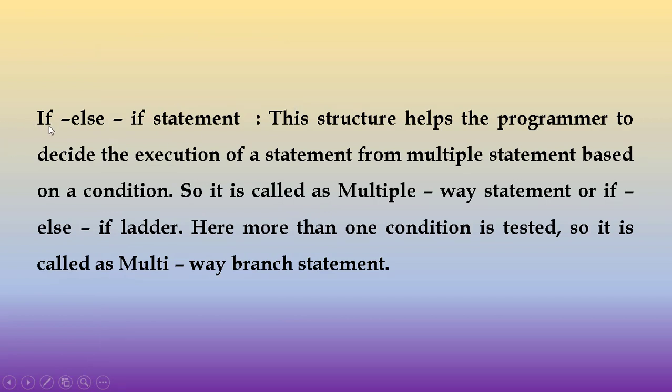And in the next statement, we have learnt about the simple if statement, the if else statement, and the third type, if else if. This structure helps the programmer decide the execution of a statement from multiple statements based on a condition. If two or three statements are there, which statement to execute is decided in the if else if statement. So it is called a multi-way statement or if else if ladder. Here more than one condition is tested, so it is called a multi-way branch statement.